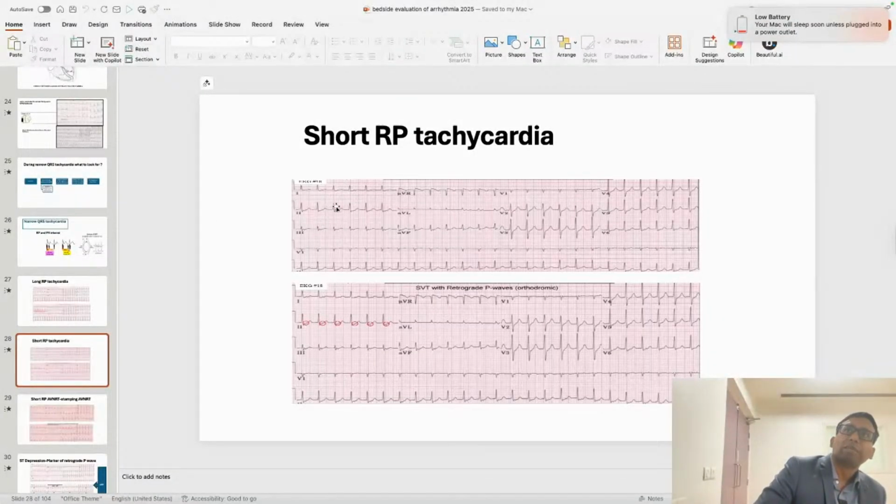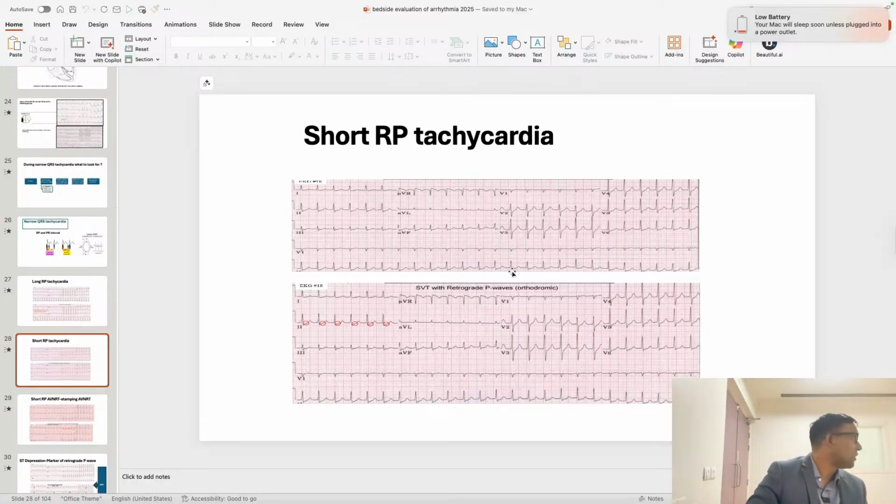This is the same. Here, are you getting any P wave anywhere? If you are not getting a P wave, where are the P wave locations? Three locations. Number one, before, where you are not getting any P wave. There is a possibility it can be under the QRS, and it can be after. If it is after the QRS, what are the locations? So this is the location here.